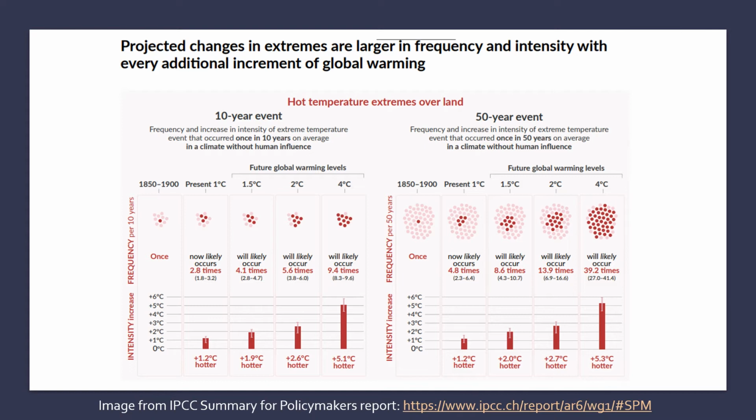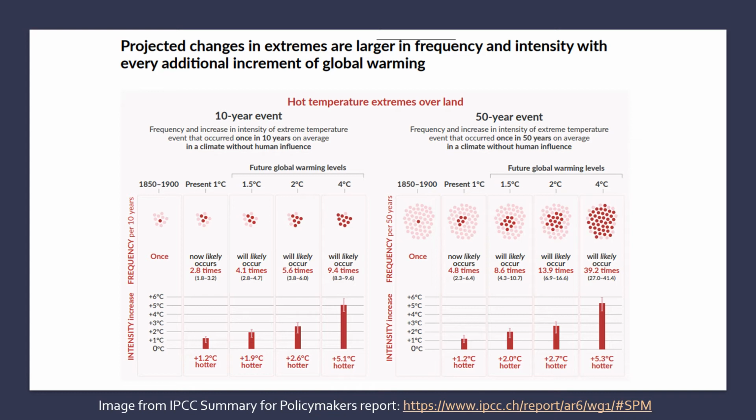So for an extreme heat event that used to occur only once every 10 years, we are currently experiencing these events 2.8 times as often. And if the climate warms by 4 degrees Celsius, we will experience these events 9.4 times as frequently. So instead of once every 10 years, we'll experience these 9.4 times every 10 years. So basically once a year.